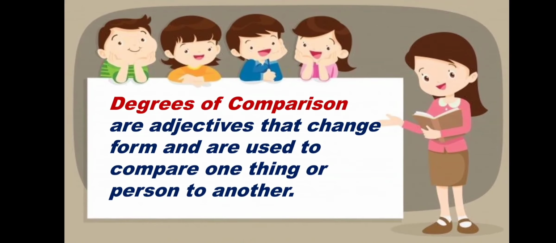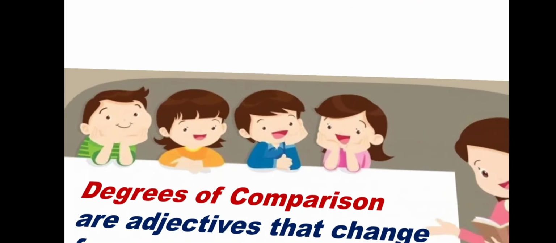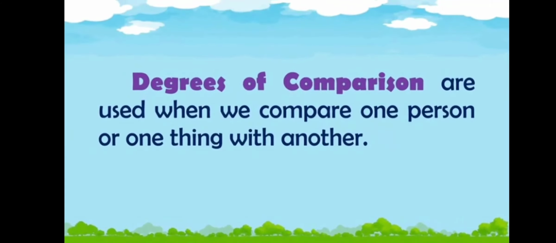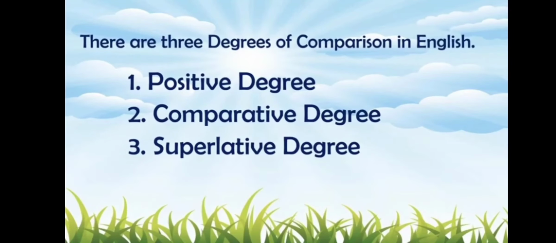Degrees of comparison are adjectives that change form and are used to compare one thing or person to another. Simply, these are the kinds of adjectives, but they change in different forms while comparing. In other words, you can say degrees of comparison are used when we compare one person or one thing with another. There are three degrees of comparison in English: positive degree, comparative degree, and superlative degree.